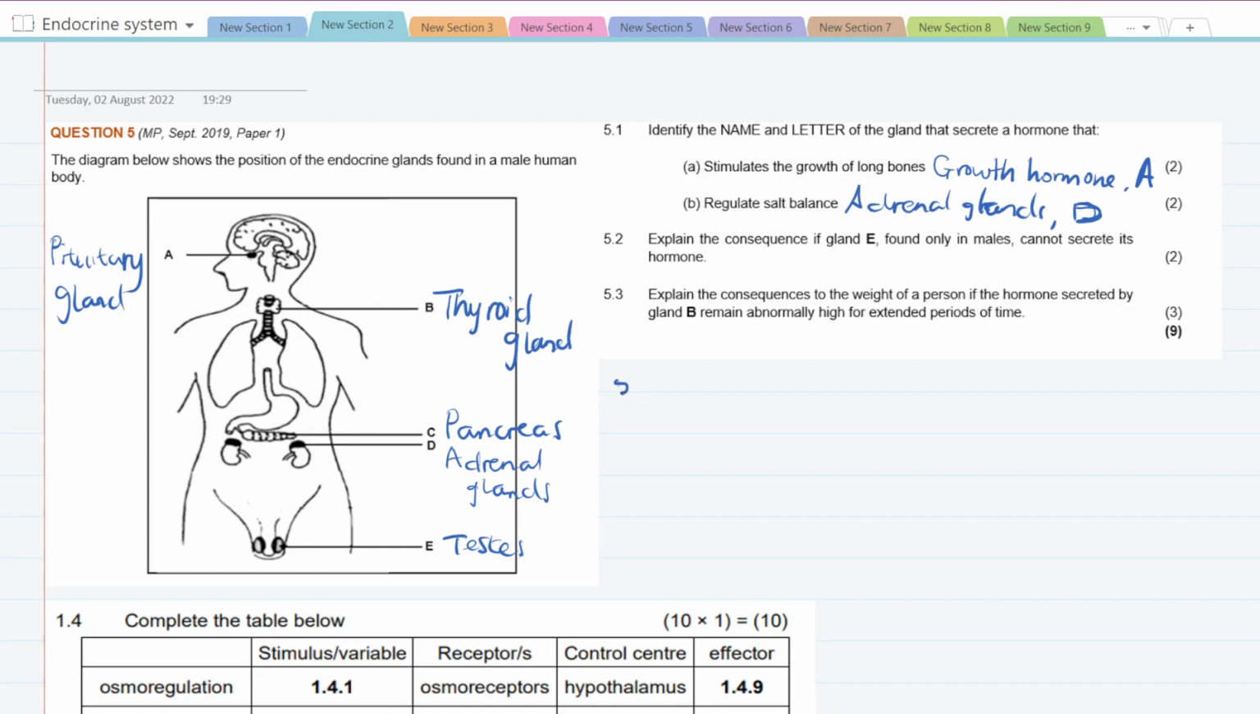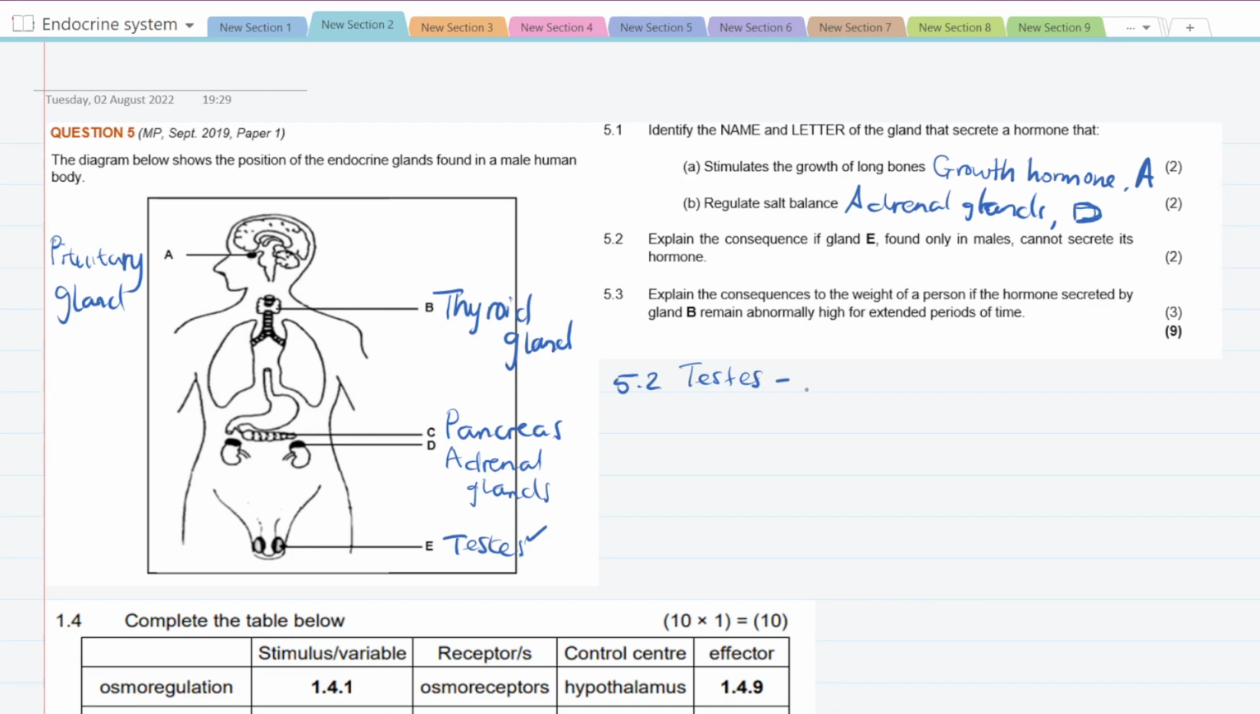Then let's look at 5.2. They say, now explain the consequence if gland E, which is the testes right here, found only in males, cannot secrete its hormone. So gland E, what is it? These are the testes. So we must explain what will happen if the testes do not secrete the hormones.